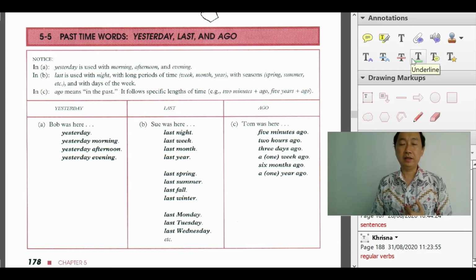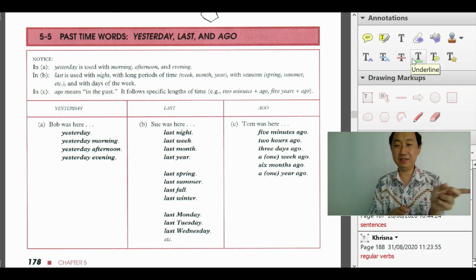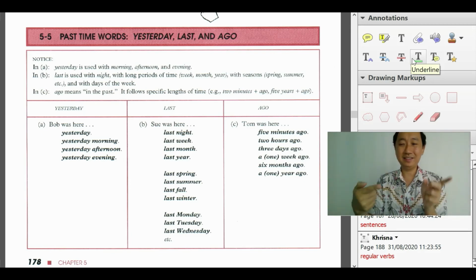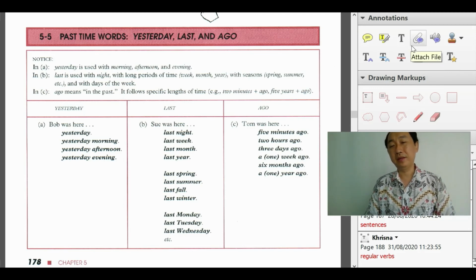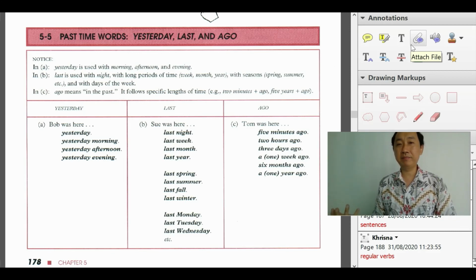That we are saying or we are writing. And some of the past time words, as you can see on the screen, like this. Yesterday, last, and ago. So yesterday can be followed by day, and then can be followed by morning, yesterday morning, yesterday afternoon, yesterday evening. Yesterday can combine with the specific time of the day, morning, afternoon, or evening.